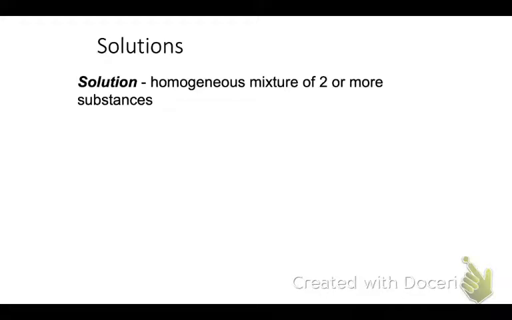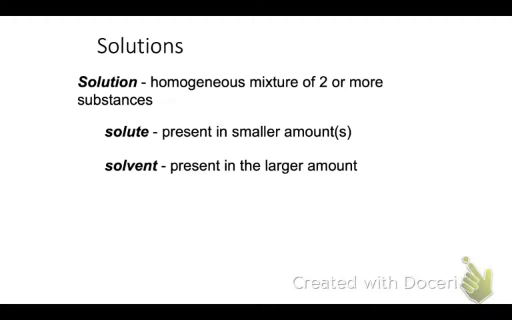Hello students and welcome to the new lecture about solutions. Solutions are defined as homogeneous mixtures of two or more substances. They are made of two major components: the solute, which is the substance present in smaller amount, and the solvent, which is the substance present in the larger amount.